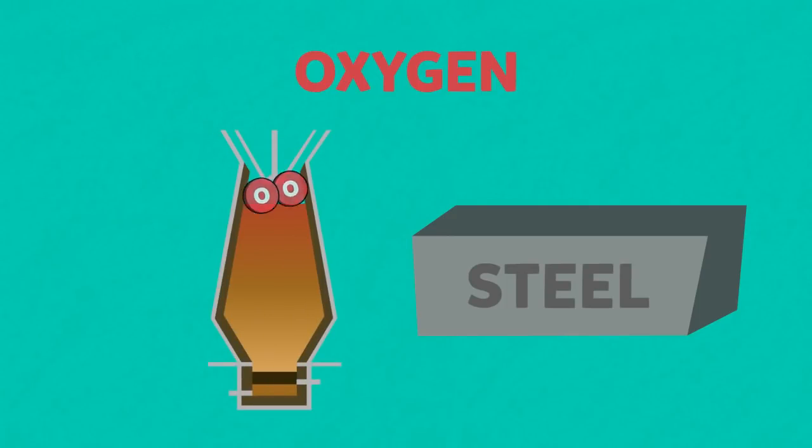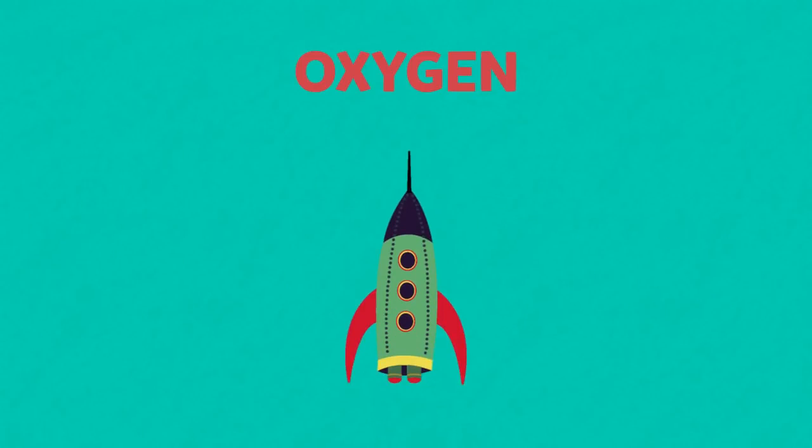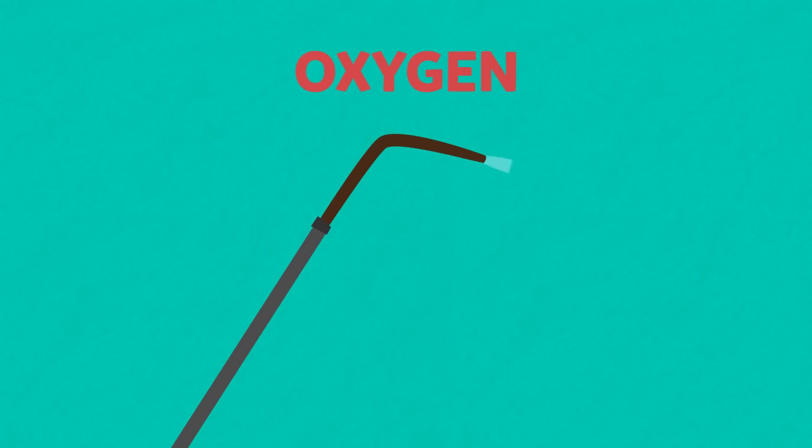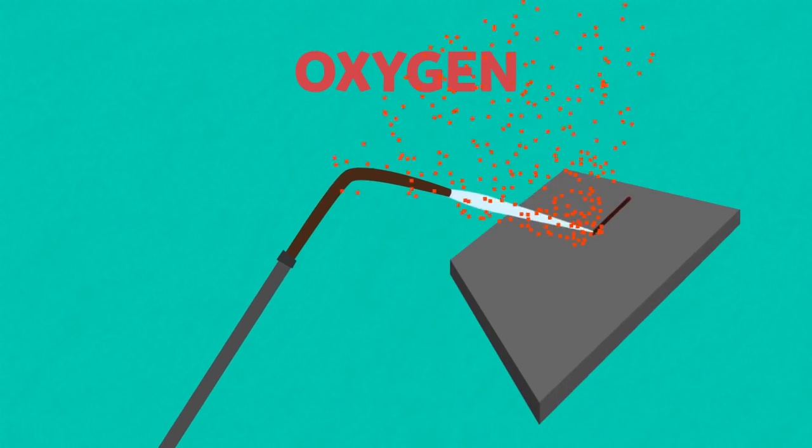The oxygen is passed through impure molten iron in the blast furnace to oxidize and remove the impurities such as carbon, sulfur, phosphorus and silicon. Oxygen is also an essential part of rocket fuel, and it's used to fuel oxyacetylene flames for cutting and welding.